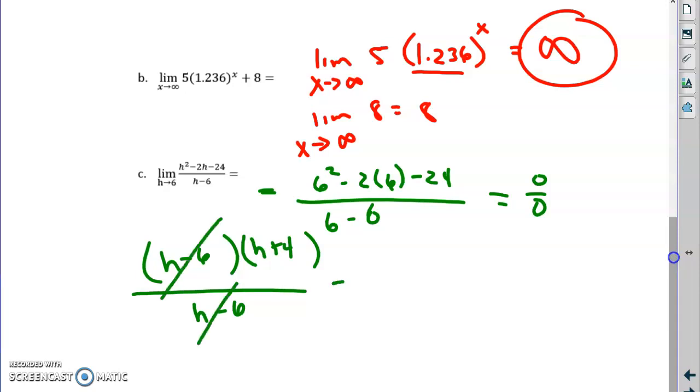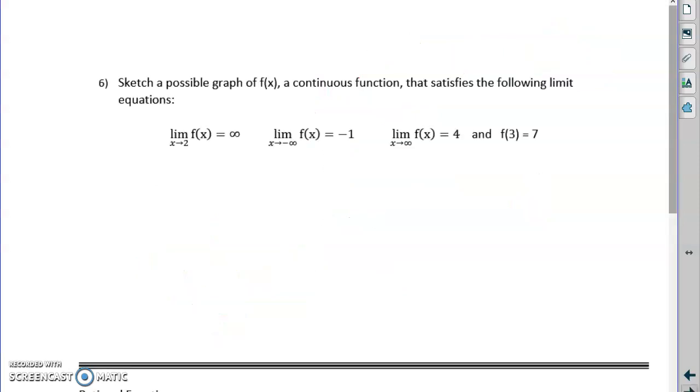They cancel out. I can plug a 6 in now, and I get 10. All right. Enough on limits. Now let's start looking at some graphing. Enough on evaluating limits. Let's put some words next to these. What does each mean? Limit as x approaches 2 is infinity.